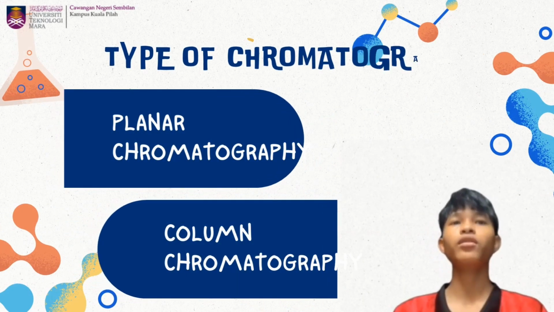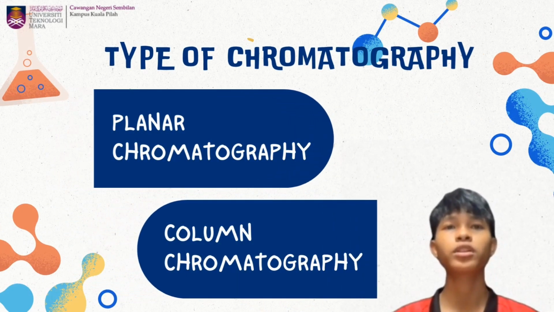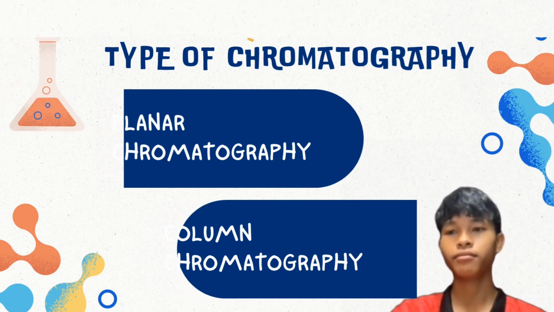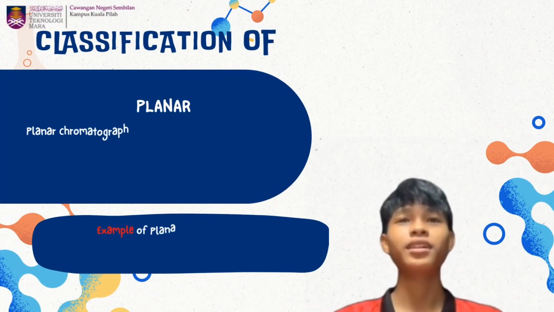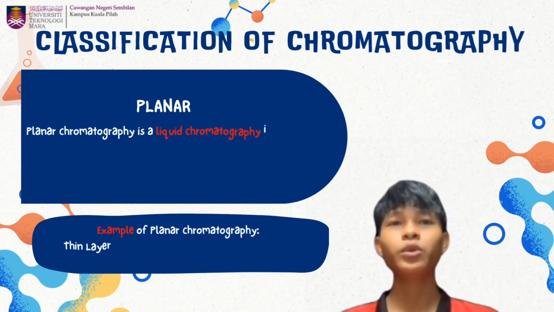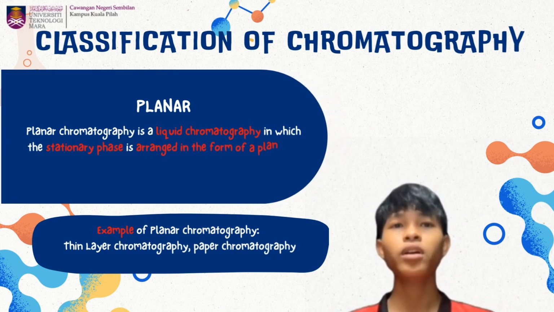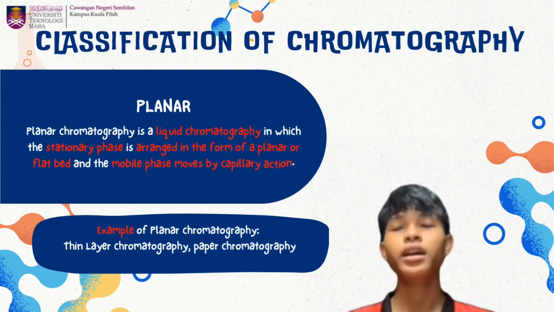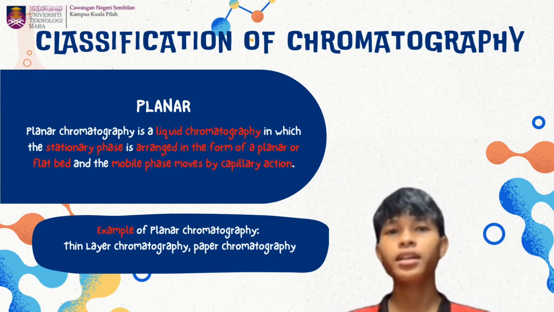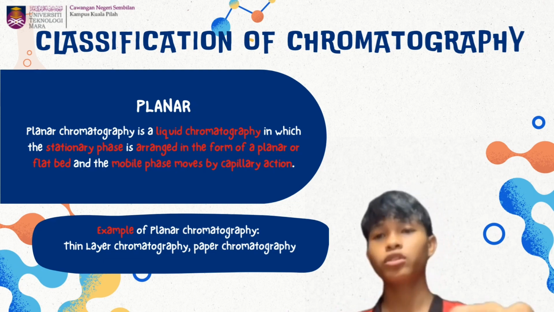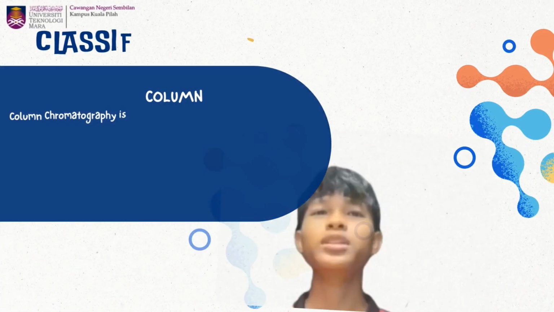We have two types of chromatography, planar chromatography and column chromatography. First, I will explain about planar. Planar chromatography is a liquid chromatography in which the stationary phase is arranged in the form of a planar or flat bed, and the mobile phase is moved by radiation. Examples of planar chromatography are thin layer chromatography and the paper chromatography that we did recently. The last one is column.